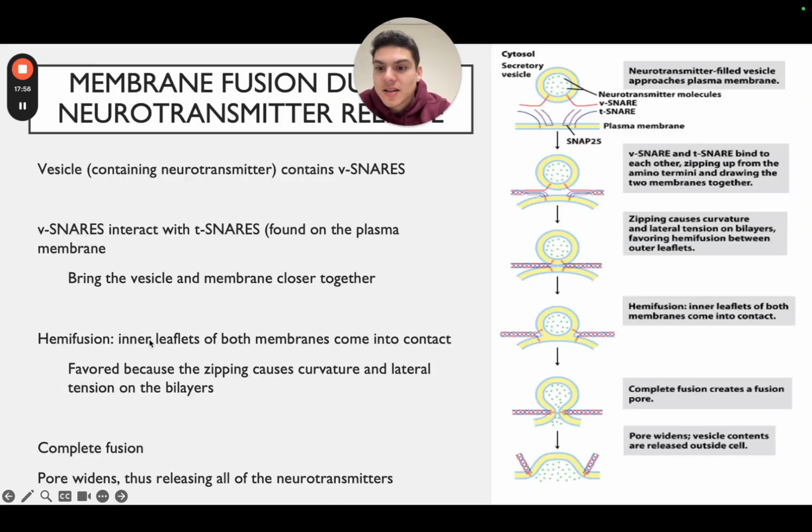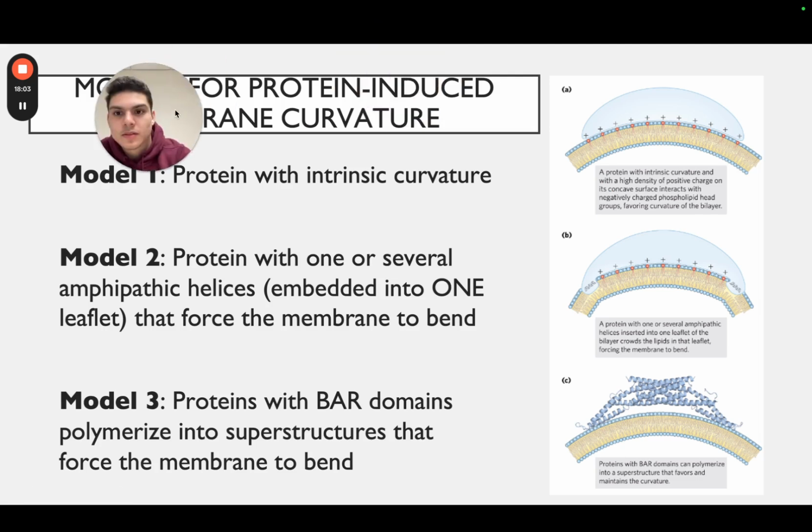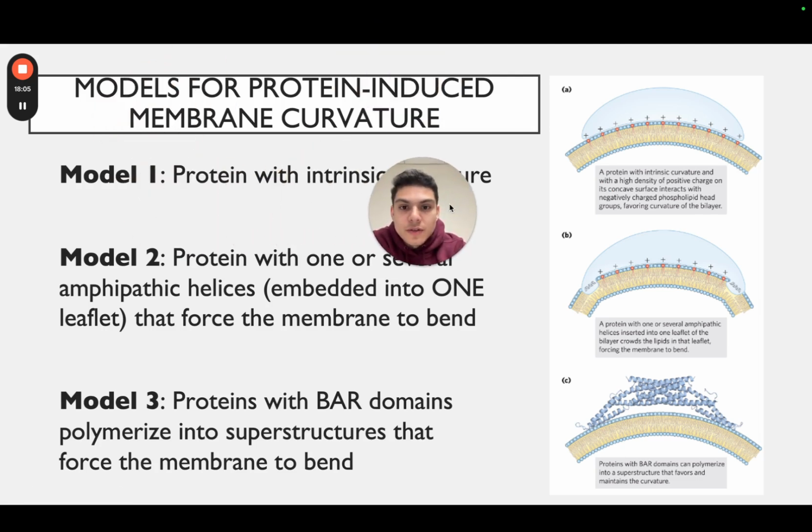Right, I want to emphasize this is called hemifusion, where the inner leaflets of both membranes come into contact, favored because the zipping causes curvature and lateral tension on the bilayers. And the models for protein-induced curvature.